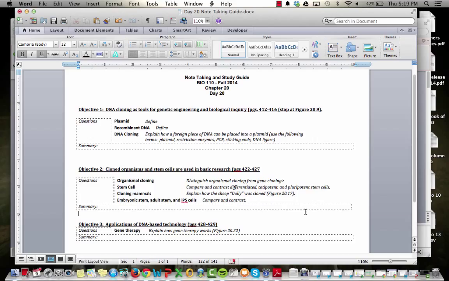And then we're going to move on to the third objective, which will be our second podcast, but the third objective feeds nicely right after the first objective, which will involve talking about gene therapy. And then the second objective, which I would encourage you to watch last, will be on cloned organisms and stem cells. Okay, let's go and get started here with gene cloning.